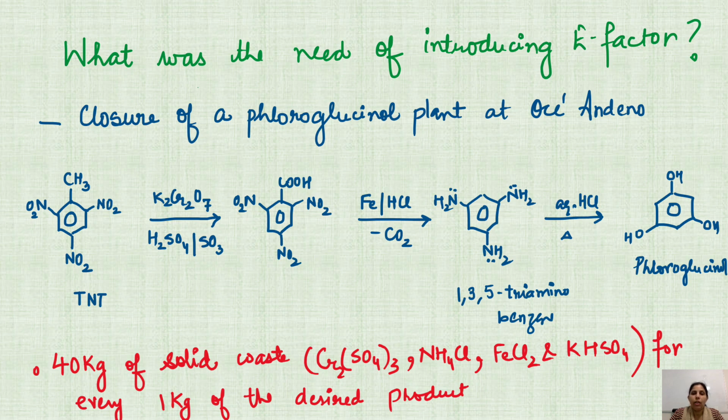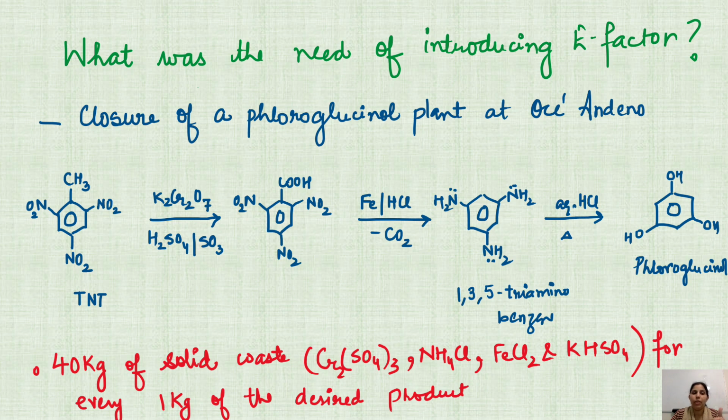When they were using this multi-step synthesis to synthesize phloroglucinol, the amount of waste generated in this process became so large that the money spent on the waste disposal approached the value or the profit generated by selling this product. So the waste generated was becoming a problem. Just to give you an idea, 40 kilograms of solid waste was generated for every kilogram of phloroglucinol produced.